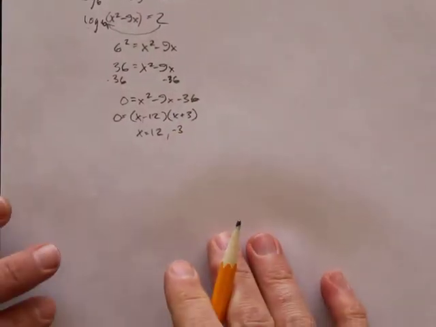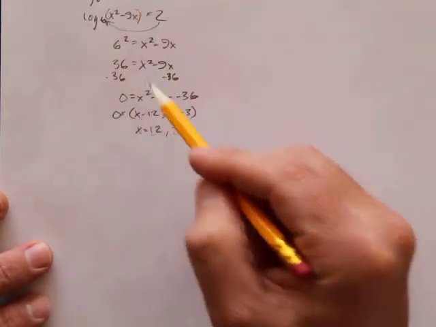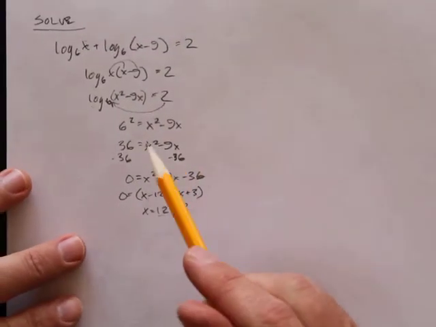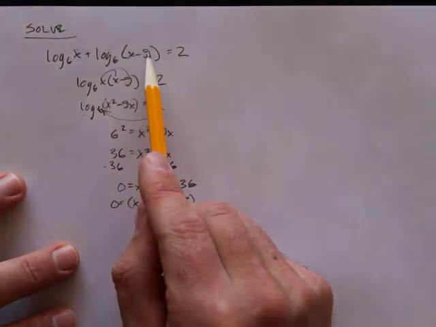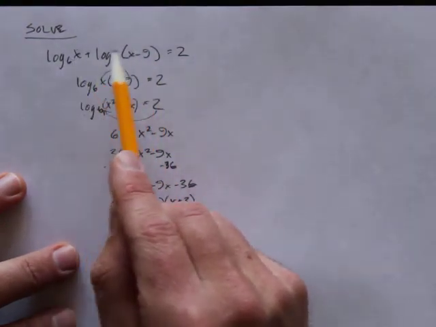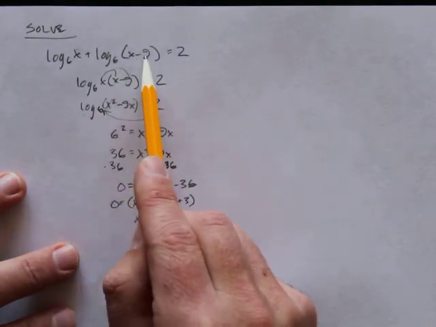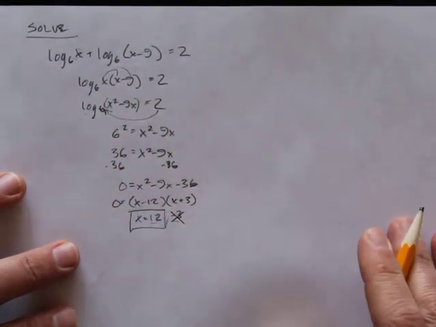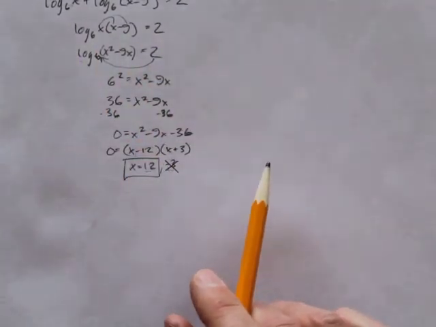So what I'm going to do here now is take both of these, plug them back into my original equation, and see if either of these are extraneous solutions and therefore are not going to work here. If I plug 12 in here, 12 minus 9 is 3, so 12 is fine. They're not 0 and they're not negative, so those are fine. If I plug negative 3 in here, that's negative. Negative 3 minus 9, that's negative. So negative 3 does not work as a solution. So only x equals 12 is a solution for this equation.